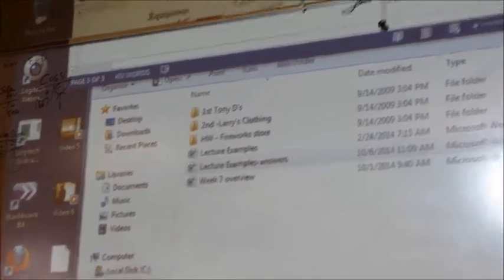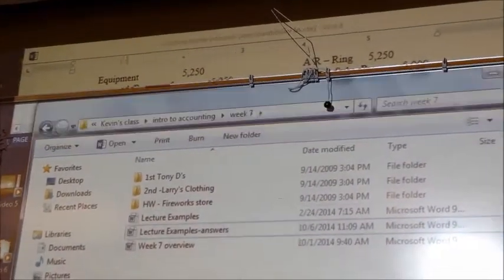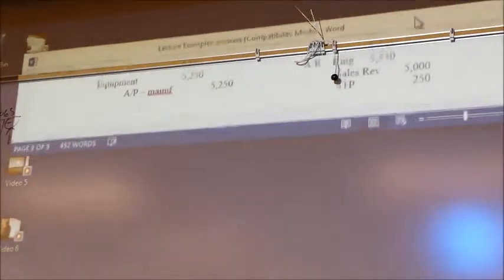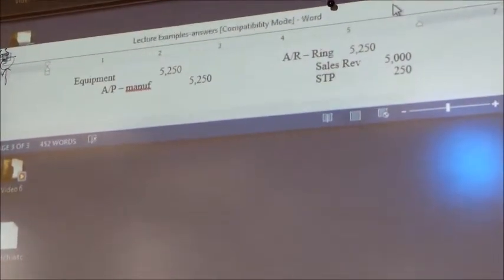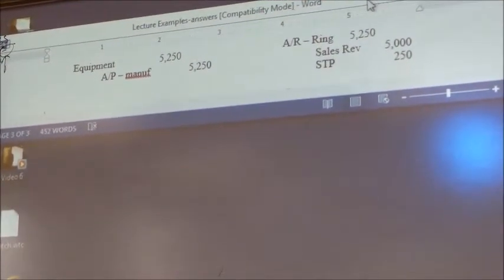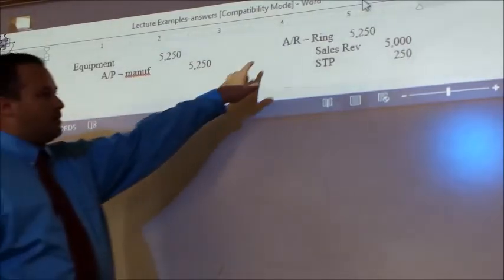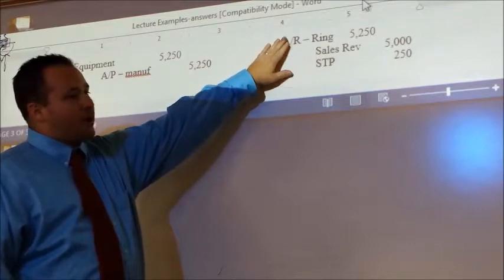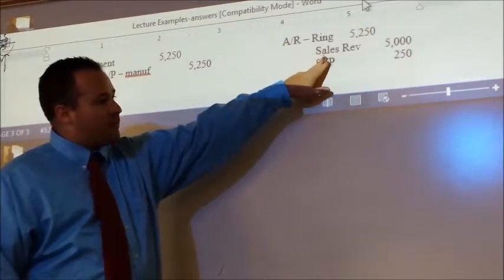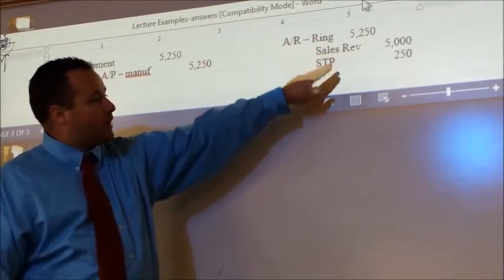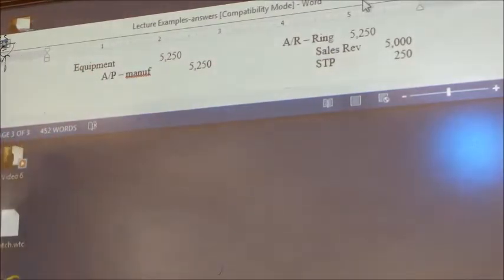The first part looks exactly the same. Note, Ring Bling doesn't owe me that extra $200. They only owe me the revenue, the purchase price, and the sales tax. Just like it was in number 6. So that's looking at just what the buyer owes me.